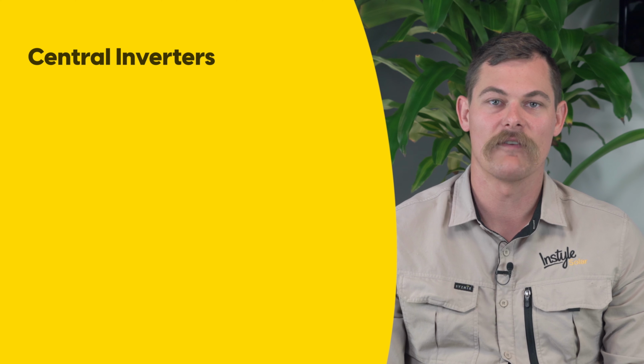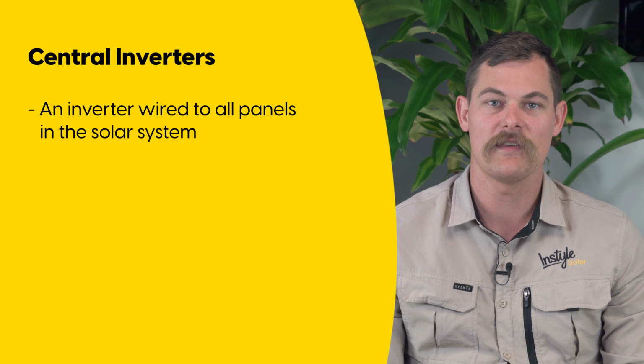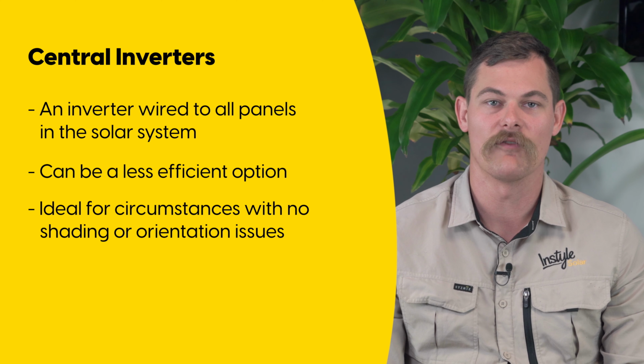Central inverters are inverters that are attached to the entire solar system. All the panels feed into this inverter, which means that as a whole, the system may not perform as efficiently, especially if there is shading or different orientations. This is obviously the cheaper option, as there is just one inverter.